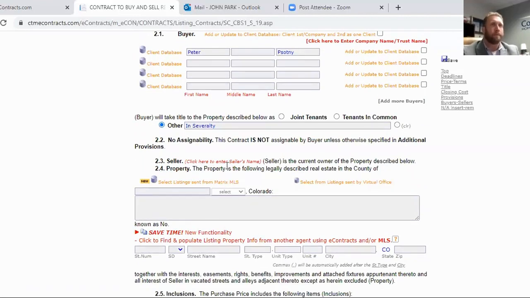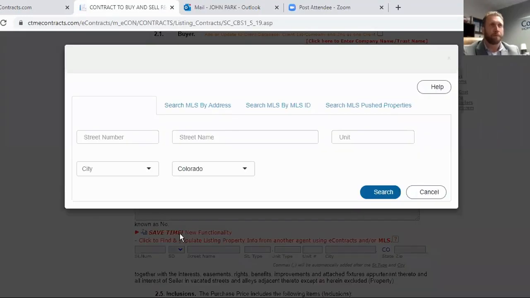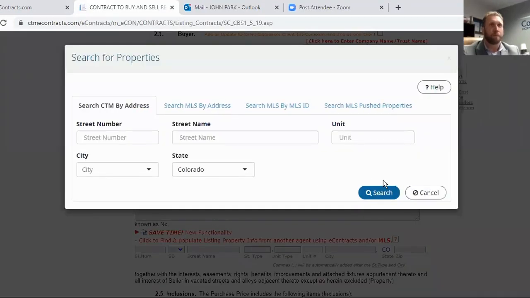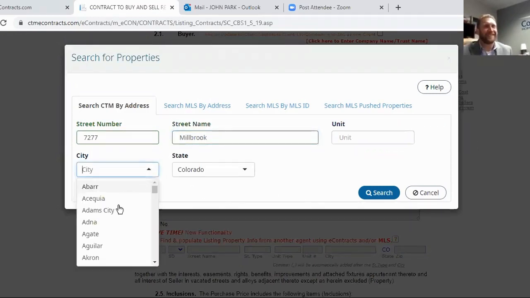Click here to enter seller's name, but typically I just go right into the save time button. Let me go ahead and press that. So here we go. What you do is, actually, I have my own listing I'm going to sell you today. Okay, so street number and street name. Okay, it's not a $1 million listing, unfortunately. And then you have to add the city. So this one is in Aurora.